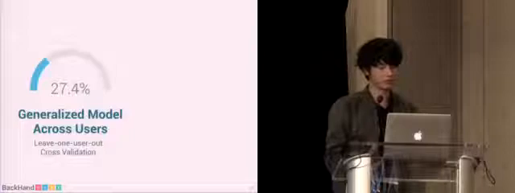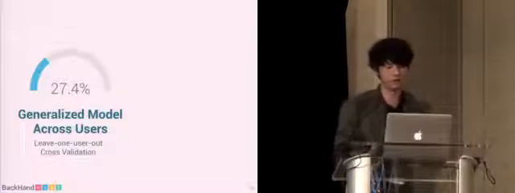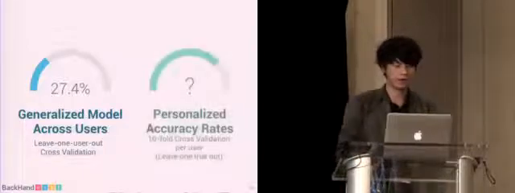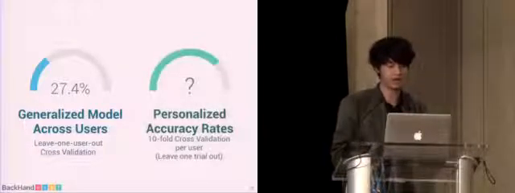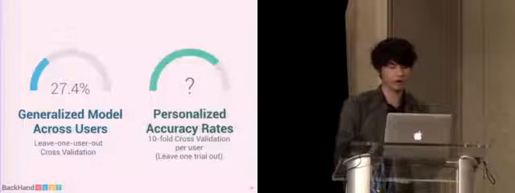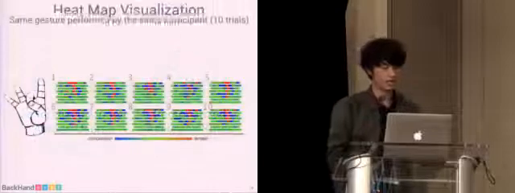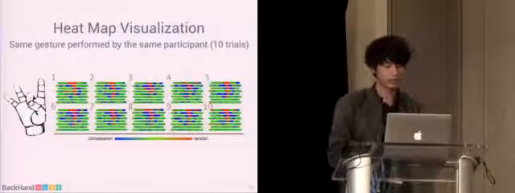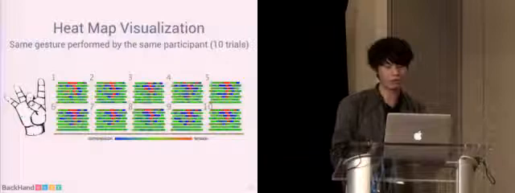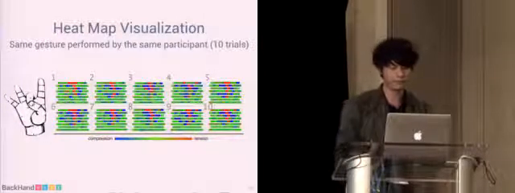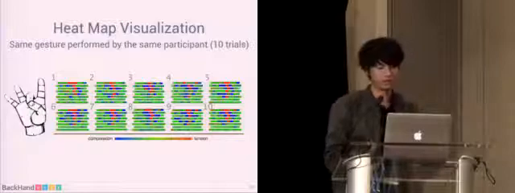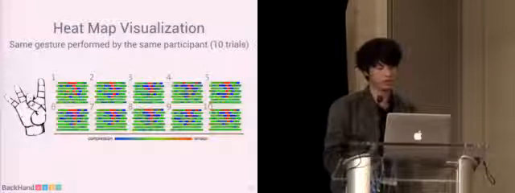And yes, a 27.4% cross-user accuracy rate is low for a leave-one-user-out cross-validation. What about personalized accuracy rates when using a leave-one-trial-out tenfold cross-validation for some sensing locations? In this diagram, each entry is a heat map of 10 trials of one participant. The sensor value patterns are pretty much consistent when performing the same gesture by a single user.